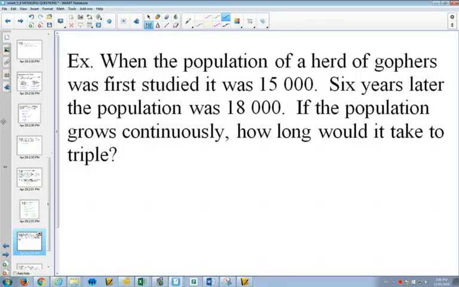When the population of a herd of gophers was first studied, it was 15,000. Six years later, the population is 18,000. These are the hardest population questions. If the population grows continuously, how long would it take to triple? So it's growing continuously. Once again, they would give you this formula if you were solving a question like this.